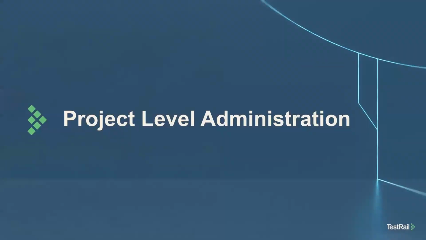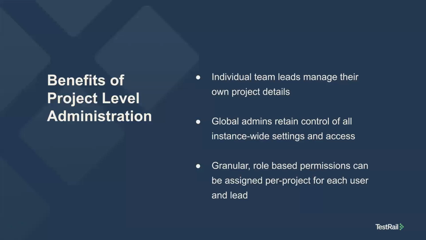Now that we've gone over options for user management and authentication, let's take a look at some of the advanced user management features that come with TestRail Enterprise in the form of project-level administration. Project-level administration allows system administrators to create granular new roles with specific permissions that grant administrative control for team leads and managers over the projects they are spearheading.